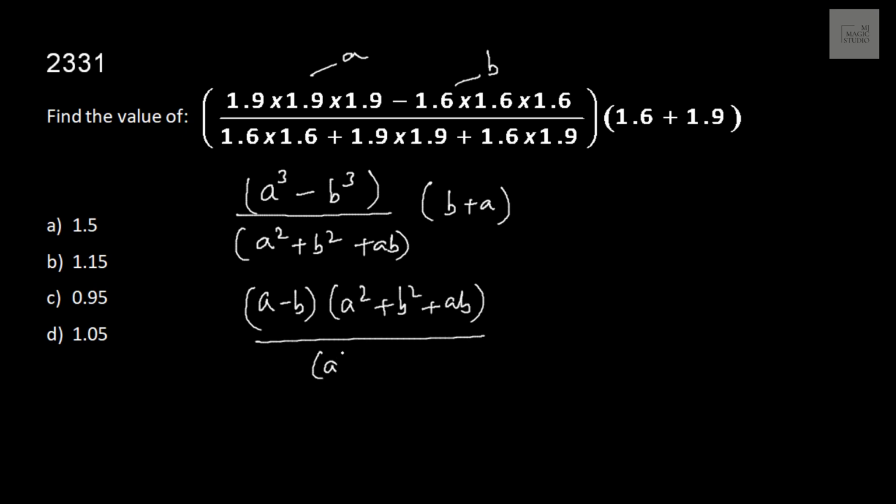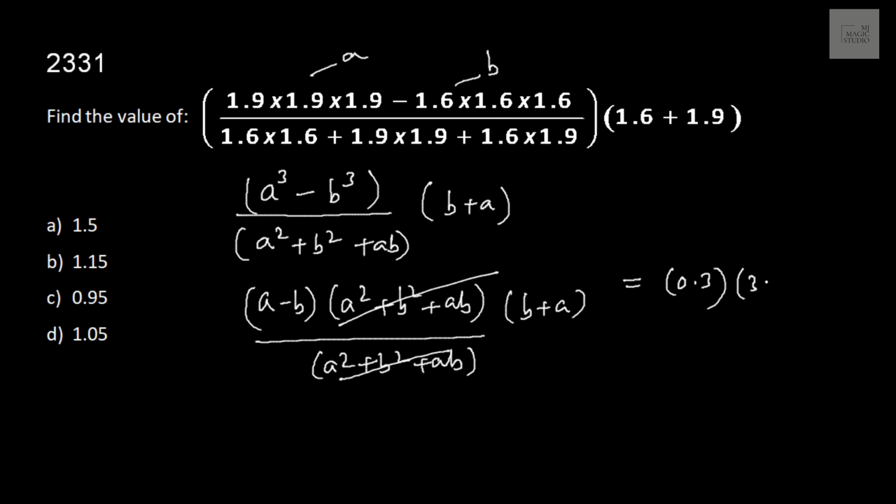That is divided by a squared plus b squared plus ab. I'm just writing because you can see it, and that is cancelled. So a minus b, 1.9 minus 1.6 is 0.3, and a plus b, 1.9 plus 1.6 is 3.5. So 3.5 into 3 is 105, but with 2 decimals it comes to 1.05. Yes, that we have in option D.